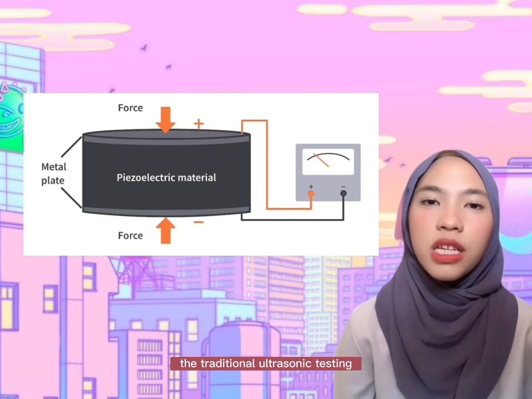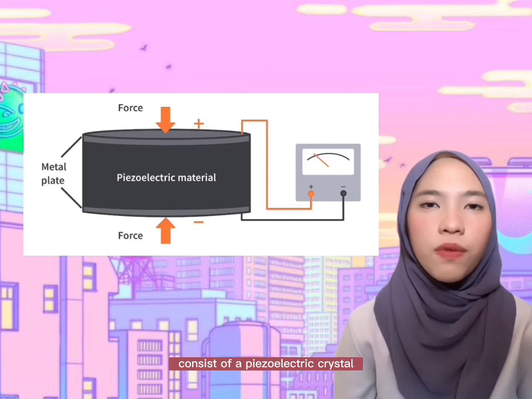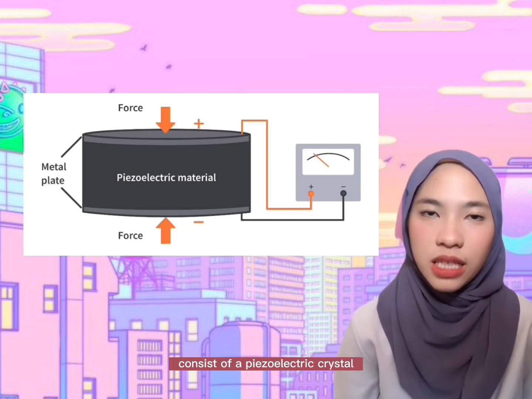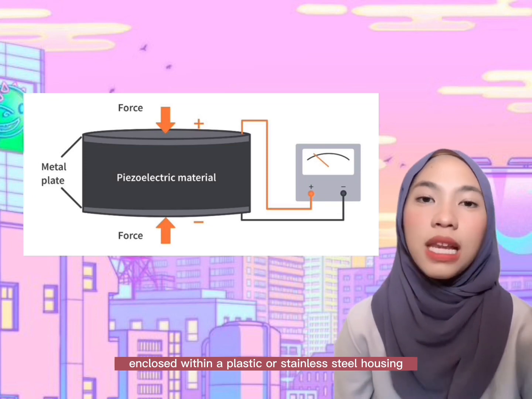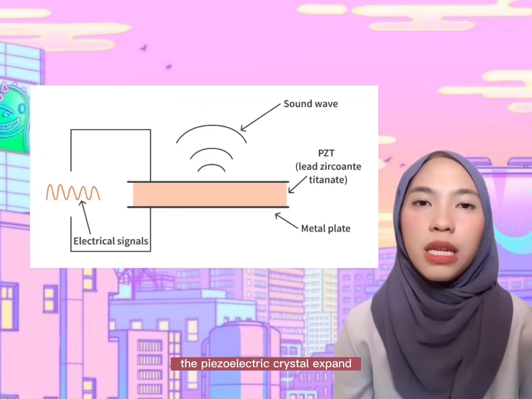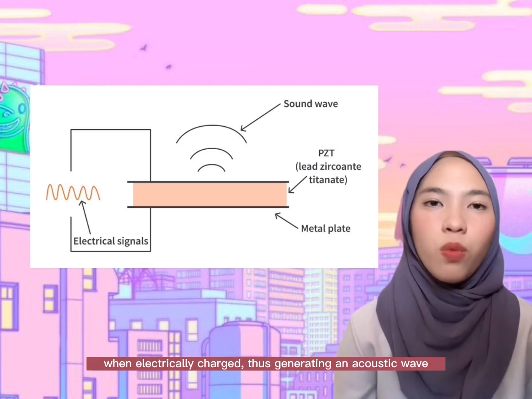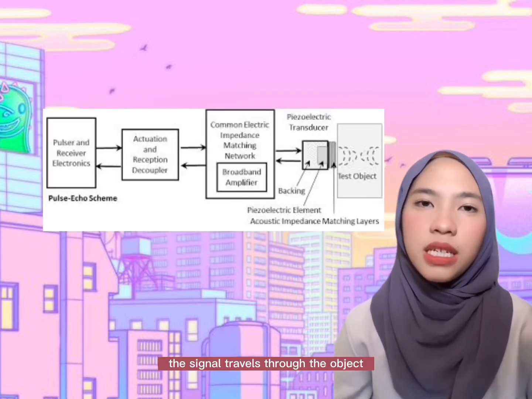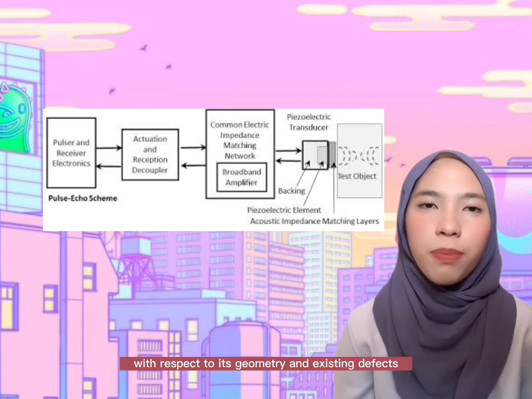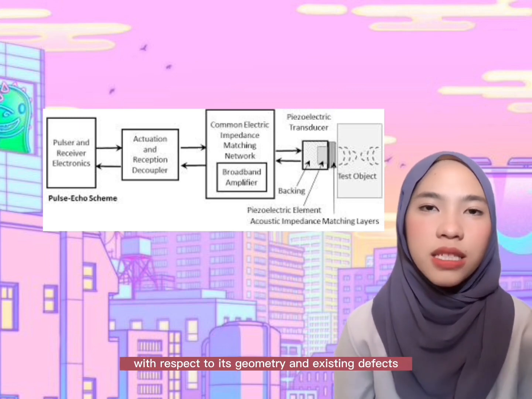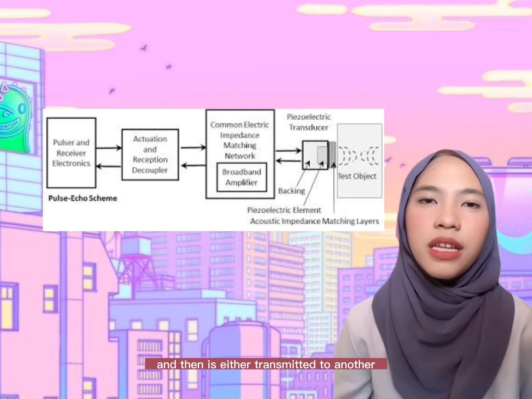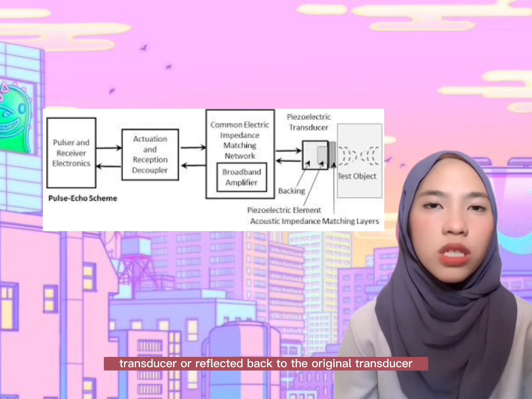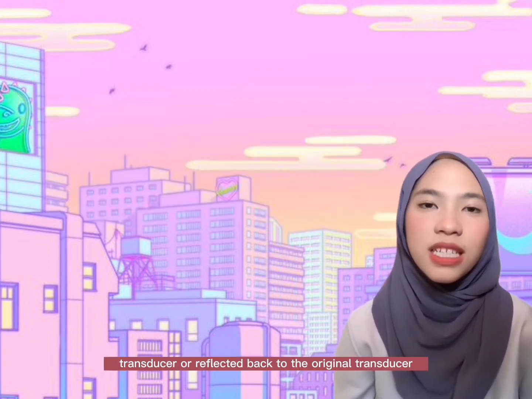Transducers used for traditional ultrasonic testing consist of a piezoelectric crystal enclosed within a plastic or stainless steel housing. The piezoelectric crystal expands when an electrical charge is applied, thus generating an acoustic wave. The signal travels to the object with respect to its geometry and existing defects, and then it is transmitted to another transducer or reflected back to the original transducer.